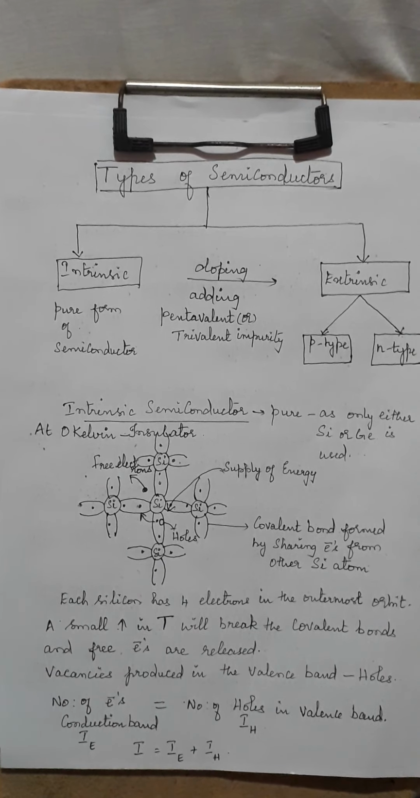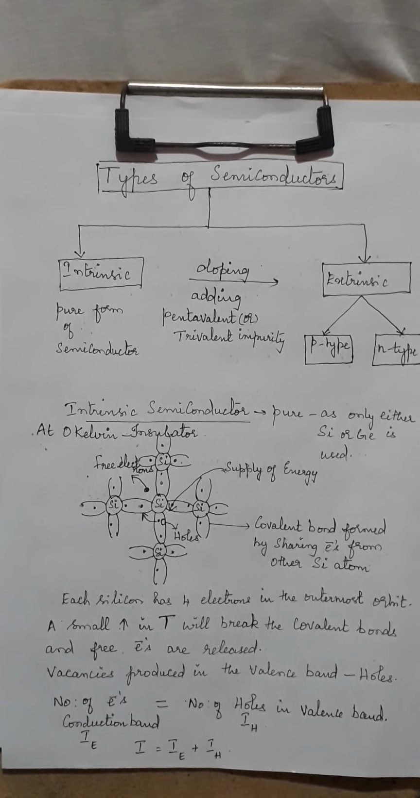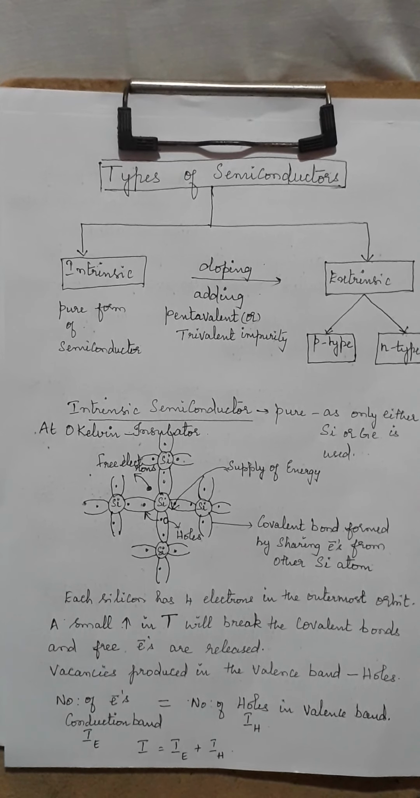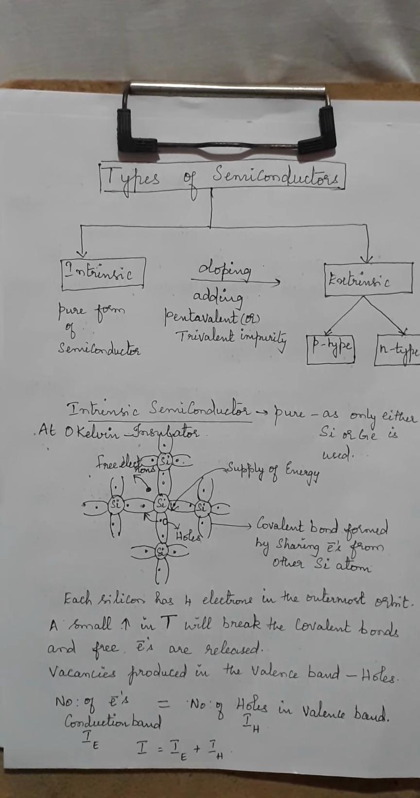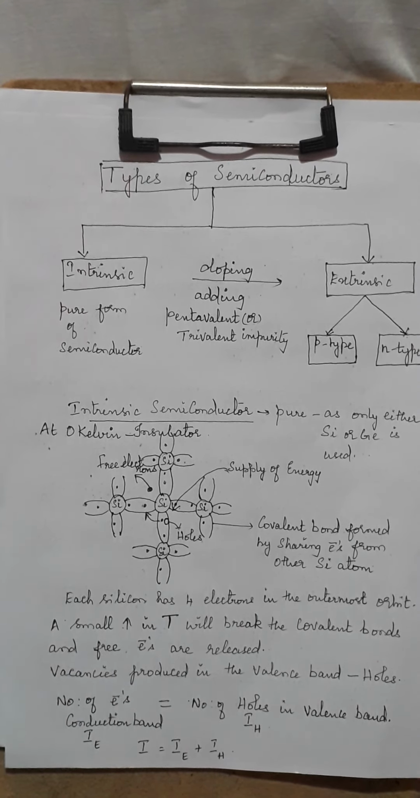Can you all remember all those things? Only then can we switch over to the next objective. The first objective was to learn the energy band diagram, which we learned in the last class. Now the second one, which is types of semiconductors.